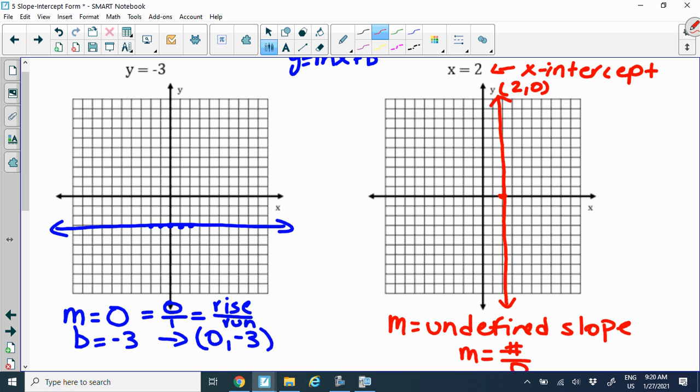Okay. So those were our special type of graphs. We did talk about these, like the vertical and horizontal, when we talked about slope in our section 3. So be careful with those ones.